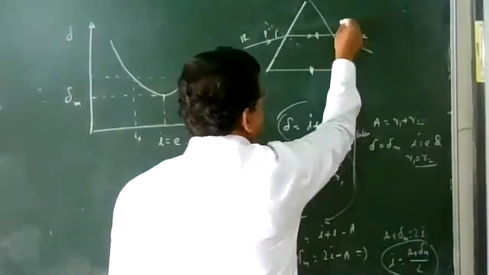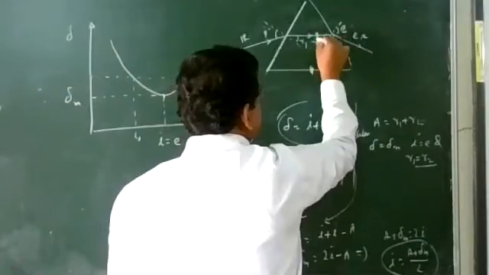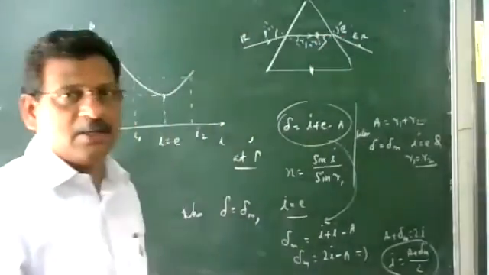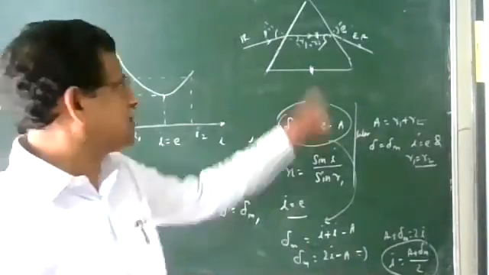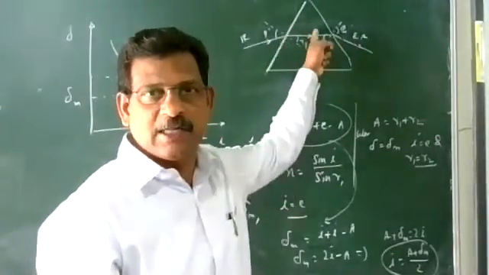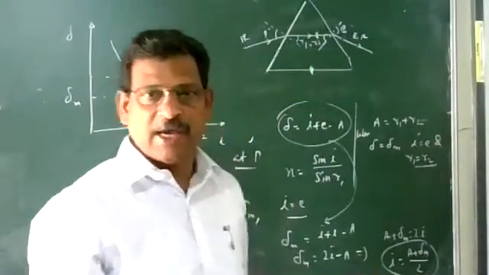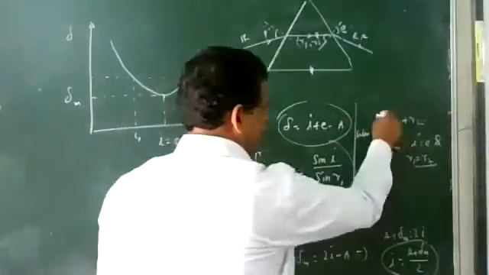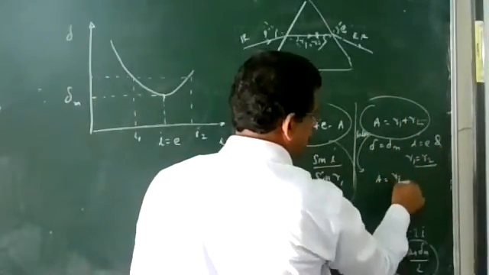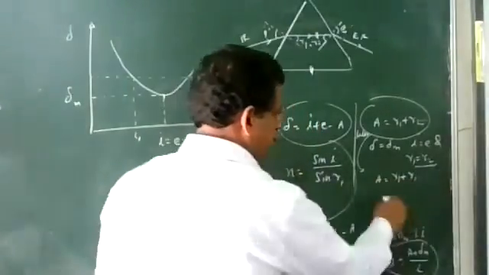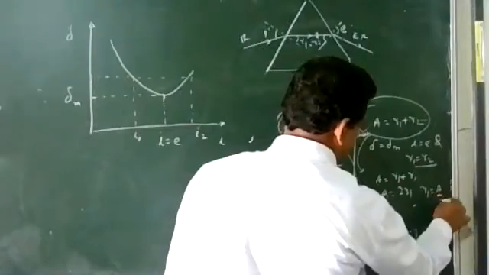Here I and E are equal, and R1 and R2 are also equal. In the ray diagram when deviation is minimum, the incident ray and emergent ray are equally inclined to the refracting faces and the refracted ray is parallel to the base. So when deviation is minimum, I is equal to E and R1 equal to R2. From the equation A equal to R1 plus R2, we get 2R1 equal to A, so R1 is equal to A by 2.